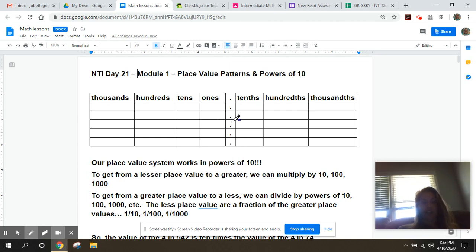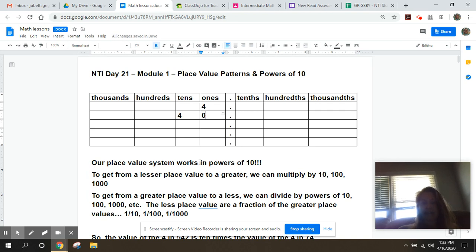To get from a lesser place value, let's say we're in the ones place, to a greater place value, you can multiply by 10. So when we're multiplying by powers of 10, our digits can shift to the left. When we are going from a greater place value to a lesser place value, we can divide by powers of 10. Okay, so let's say we have 4, and we compare 4 to the number 40.